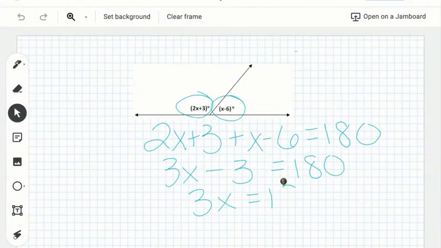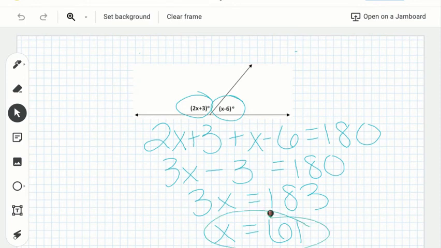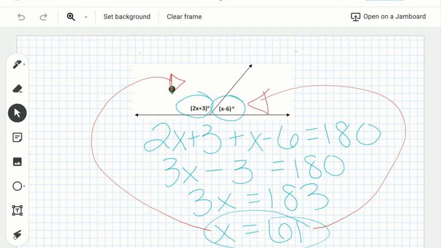I end up getting 3x equals 183. I divide both sides by 3, and I end up getting 61. Now, again, remember, this is the error that a lot of people make. They stop right here. They say the angle is 61 degrees. It is not. Your x value is 61. At this point, you will need to go in and plug it into either one of them or both of them to figure out what each angle measurement is.